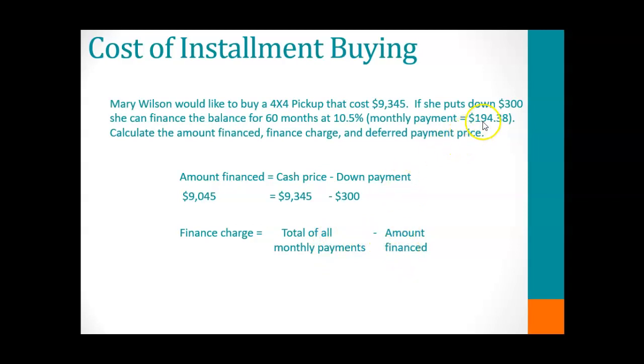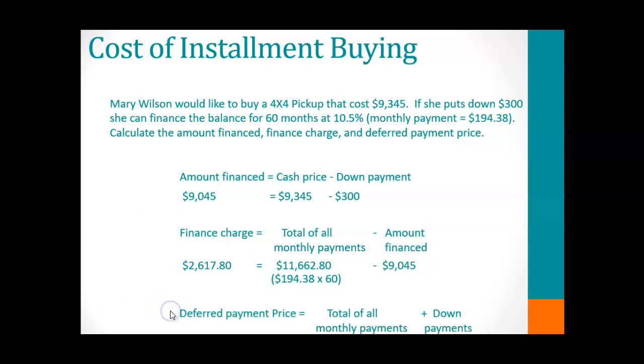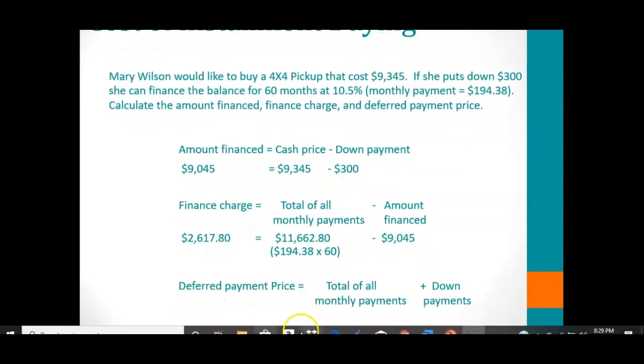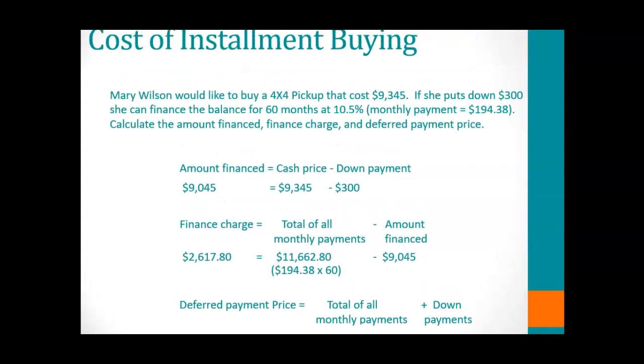So she's paying $194.38 a month for a total of 60 months. Therefore, the total of all payments is $11,662.80. The amount financed was $9,045. Therefore, the finance charge, or the interest Mary is paying, is $2,617.80. The deferred payment price refers to the total of all of the payments plus the actual down payment.